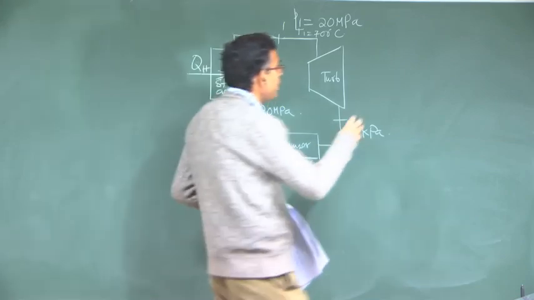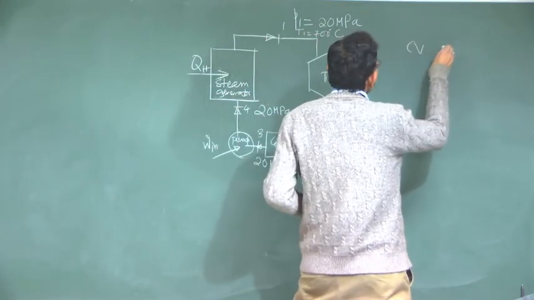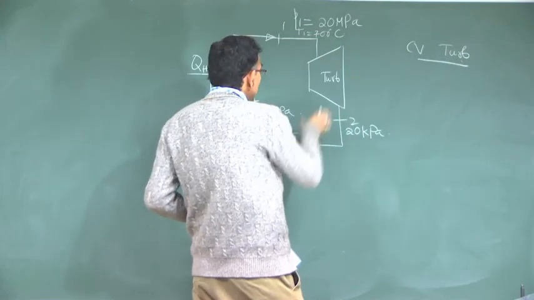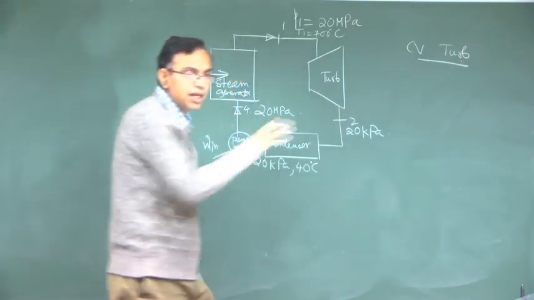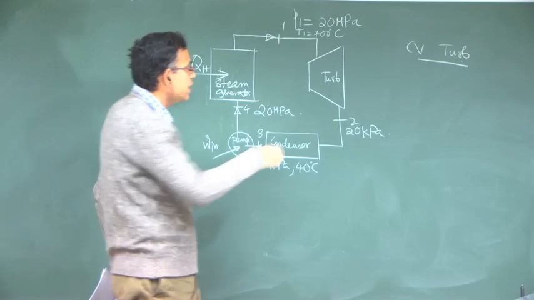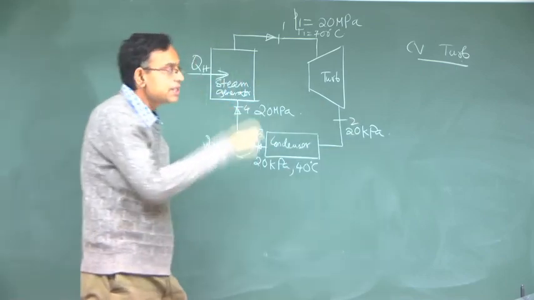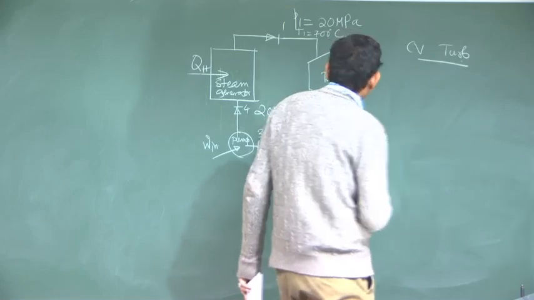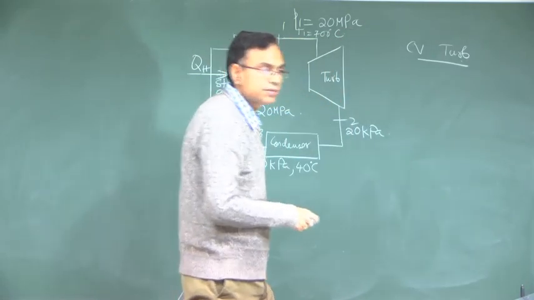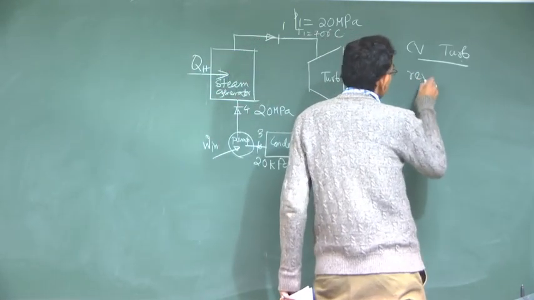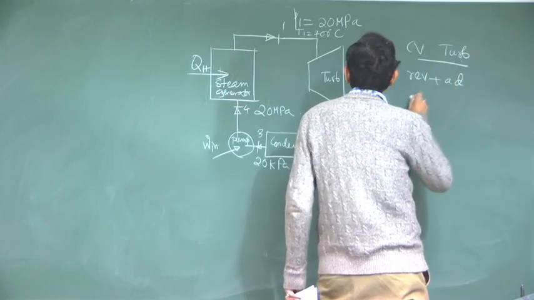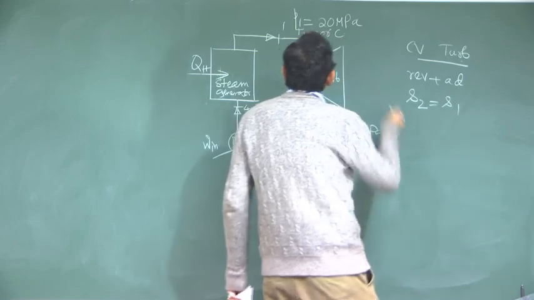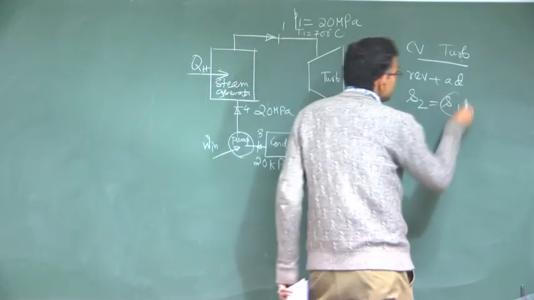So, you first start with control volume as turbine. You have 4 different entities, each will be 4 different control volumes to get unknowns in the properties. So, control volume turbine, we assume that it is reversible and adiabatic. So, you have S2 is equal to S1, S1 from table.